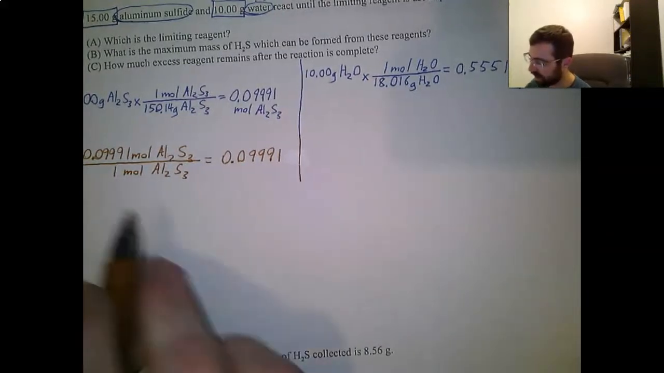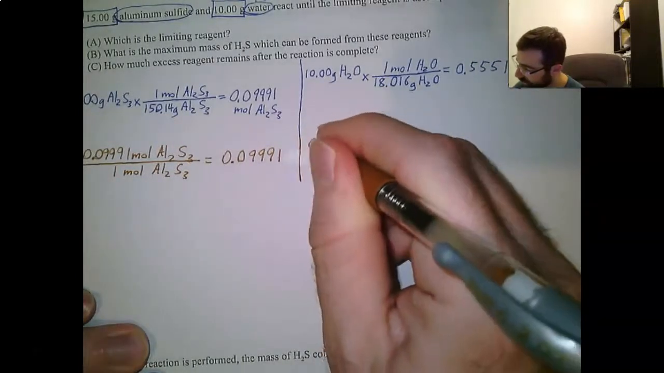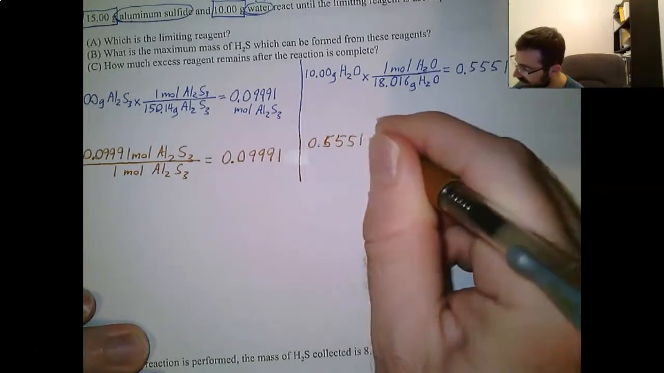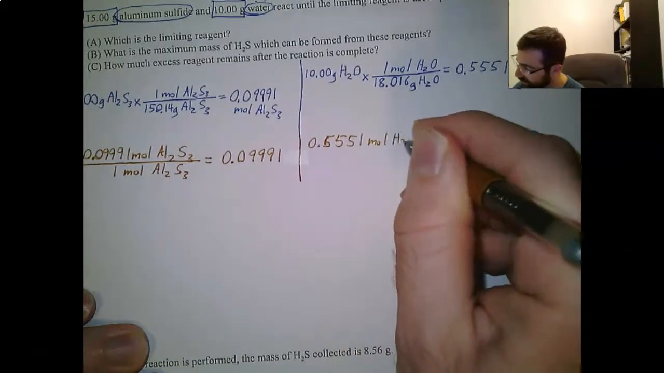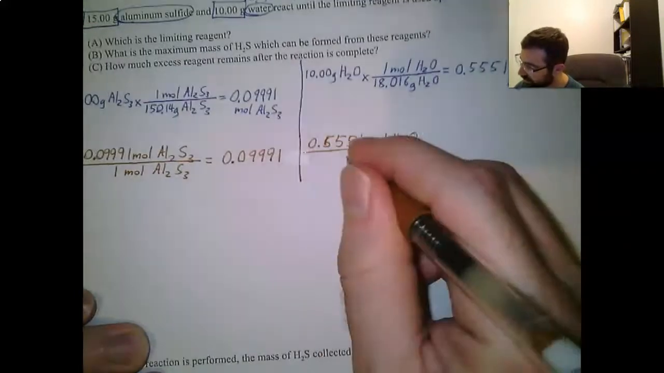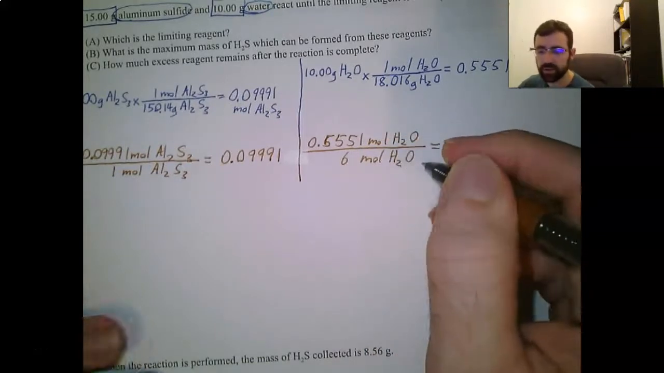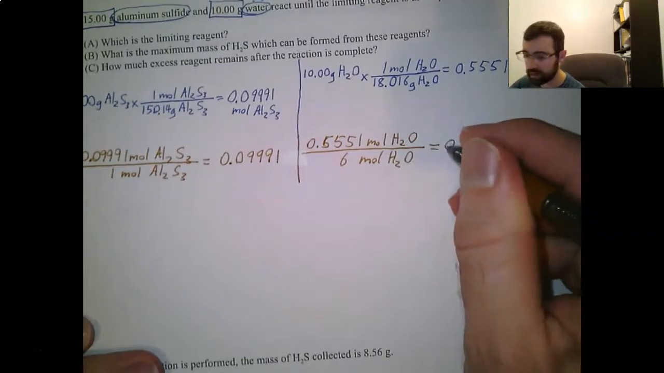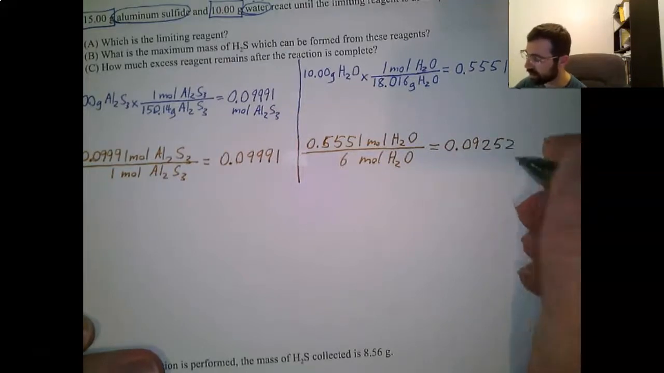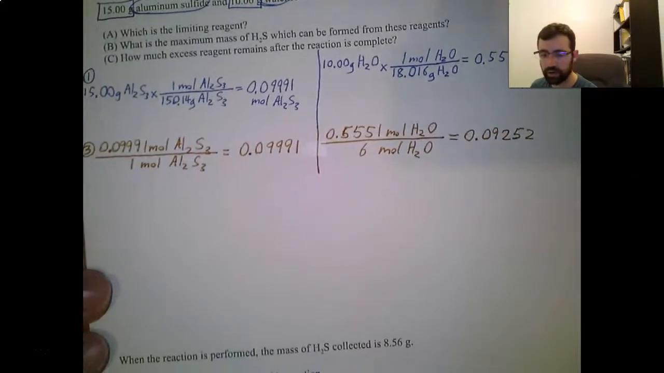Okay, let's go ahead and on the other side do the same thing for water, starting with this number, 0.5551 moles of H2O over 6 moles of H2O, and you should get something like 0.09252. And you could put moles of reaction, but I would just leave it blank. The units cancel out.